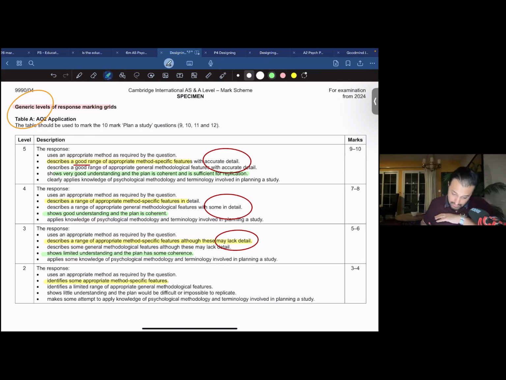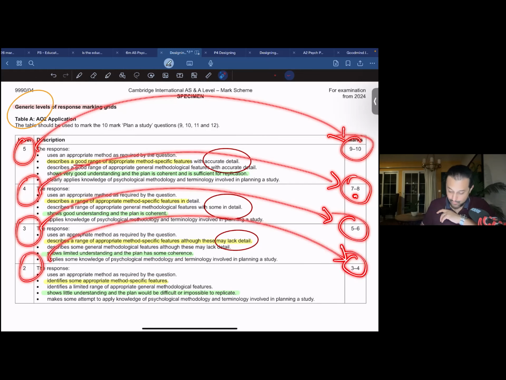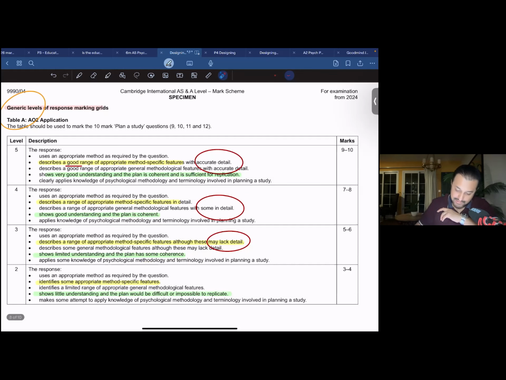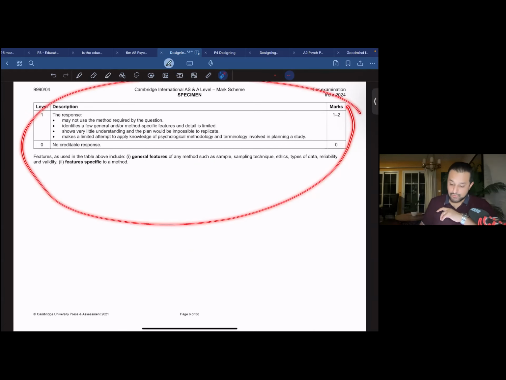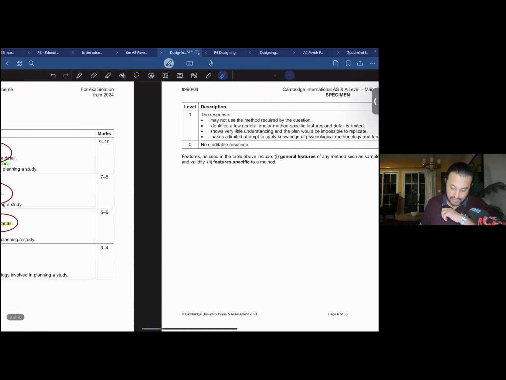Now, the fourth one shows little understanding and the plan would be difficult or impossible to replicate. Now look at the differences. Compare the yellow highlighted part with the yellow highlighted part, the green highlighted part with the green highlighted part, and see, this is how you keep on getting your marks. This is a level 4 answer, level 5 answer, level 4 answer, level 3 answer, level 2 answer. I have level 1 answer details too, just in case you'd want to give this a read. So yeah, this is pretty much it.